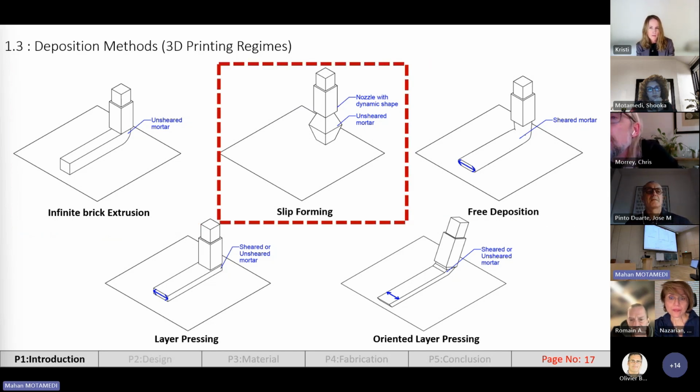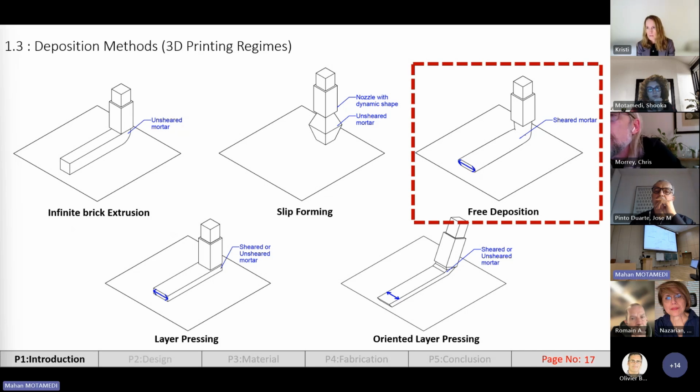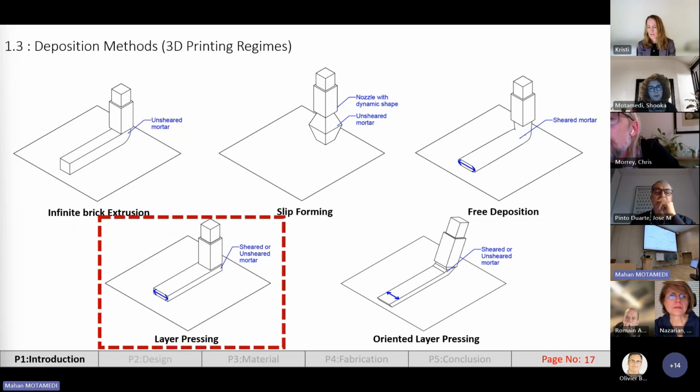The second one is the slip forming. In terms of material condition, it's the same as infinite brick extrusion. However, the layer is printed vertically and using a dynamic shape nozzle. The third one is the free deposition, in which we have no control over the geometry of the layer, and the geometry of the layer is governed by the thixotropy of the material and the gravity.